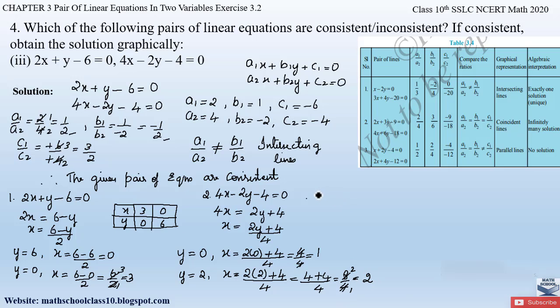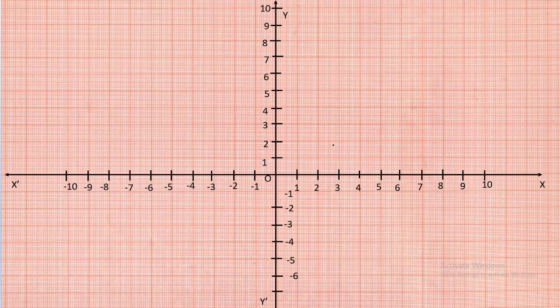So now let us draw the table for these values also. So we have here x and y. So for y equal to 0, x is equal to 1. And for y equal to 2, x is equal to 2. So let us plot these values of x and y on the graph and find out the solution for the pair of linear equations. So now let us plot the graph on x-axis and y-axis.